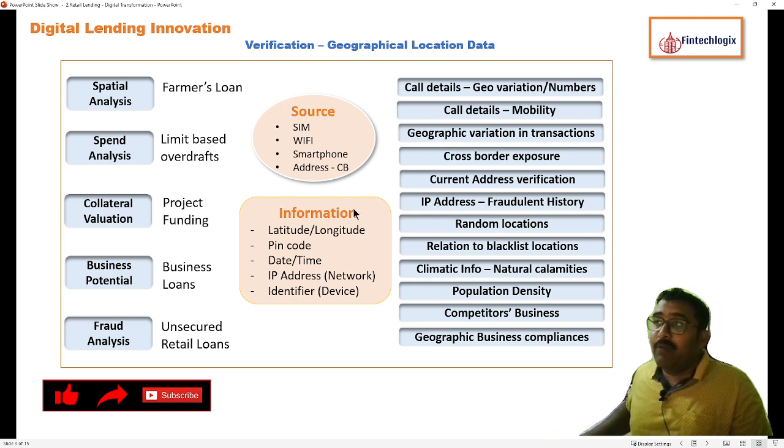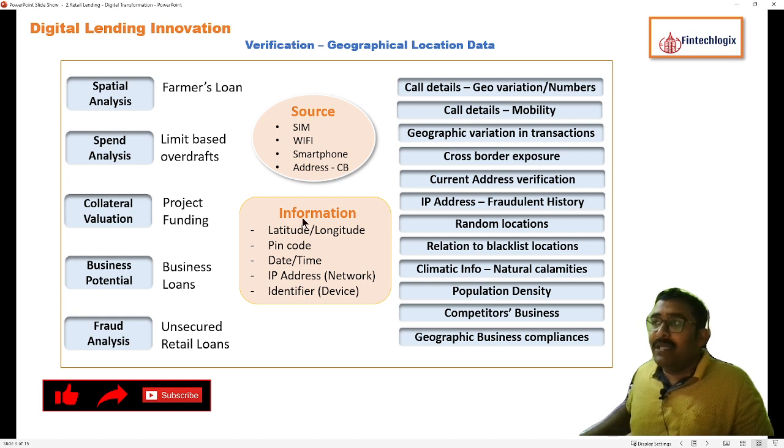Now, what information do we primarily collect? Latitude and longitude, which is where the exact location or geolocation is, as given by the customer or collected from the device. PIN code, which is collected from your address. Date and time, versus the address we have. IP address, based on your Wi-Fi and network connections, where the network provides this data. And various types of identifiers, like the IMEI number, which is for the device, and so on.